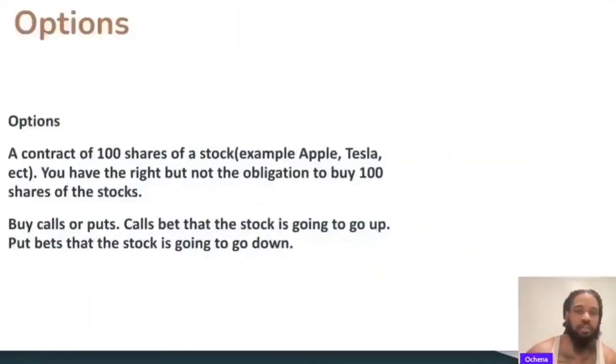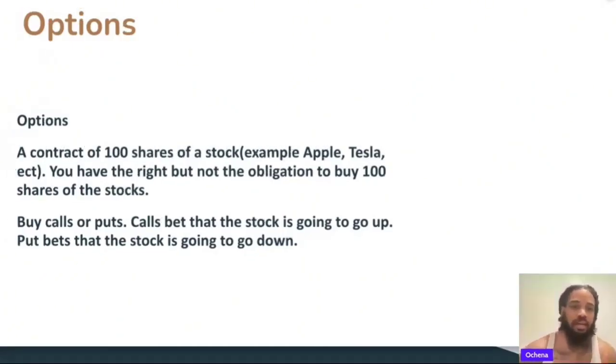What is an option contract? An option contract is a contract of 100 shares of stock, for example Apple, Tesla, Adobe, stocks like that. You have the right, but not the obligation, to buy 100 shares. You could buy calls or puts.